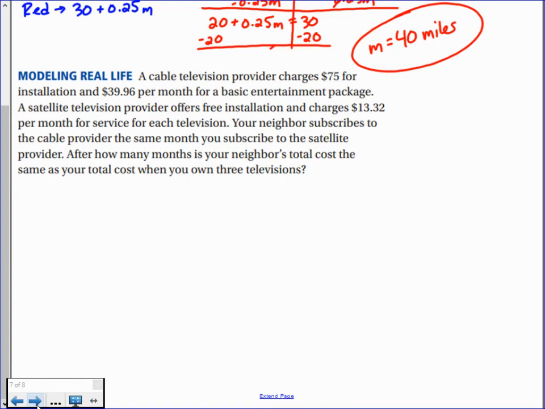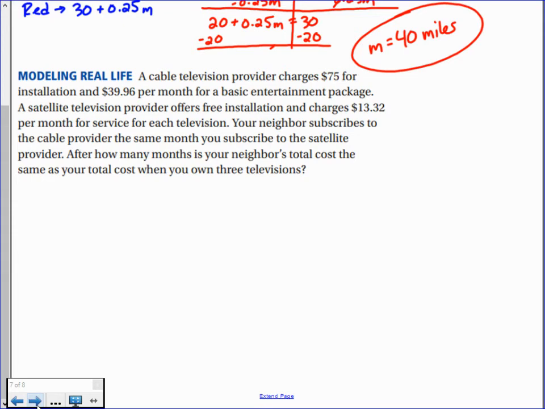A cable television provider charges $75 for installation and $39.96 per month for a basic entertainment package. A satellite television provider offers free installation and charges $13.32 per month for service for each television. Your neighbor subscribes to the cable provider the same month that you subscribe to the satellite provider. After how many months is your neighbor's total cost the same as your total cost when you own 3 televisions? Okay, a lot of information going on here.